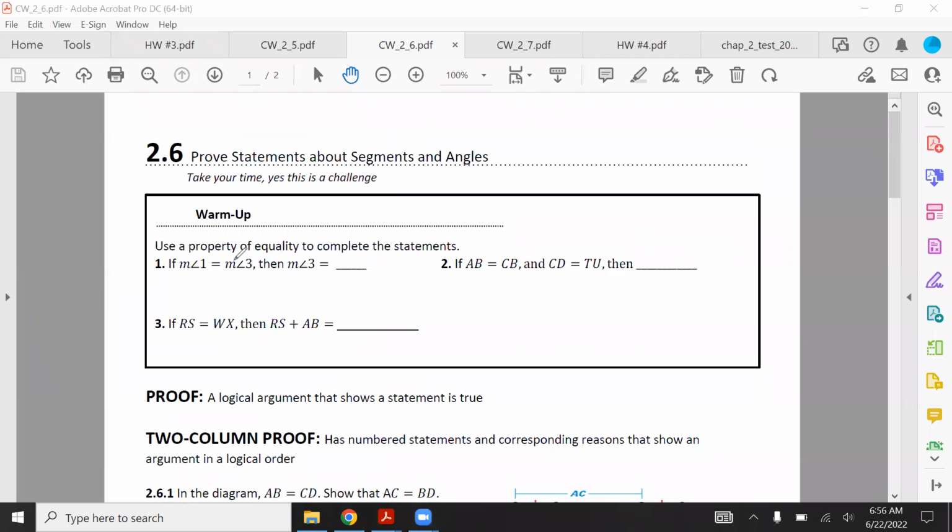So remember we talked about properties of equalities in the previous video on 2.5. So if measure of angle 1 equals measure of angle 3, then measure of angle 3 equals measure of angle 1. Well, duh. And remember, we call that the symmetric property for angles. AB equals CB, CD equals TU. That's a typo. That should be CB. Then AB equals TU. And we're going to call that transitive property of equality for angles.